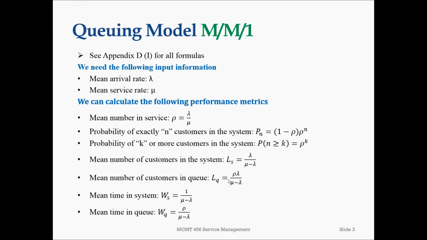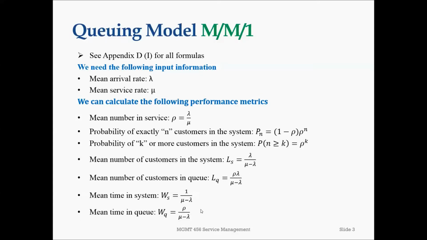The second type of question we might see asks for the number of people. There are two kinds. You can either see the number of people in the system, which is LS, or the average number of customers in the queue. L is customers, Q means in the queue. So you will see either LS or LQ. LS is the average number of people in the system. LQ is the average number of people in the queue. Depending on the question, you use different formulas.